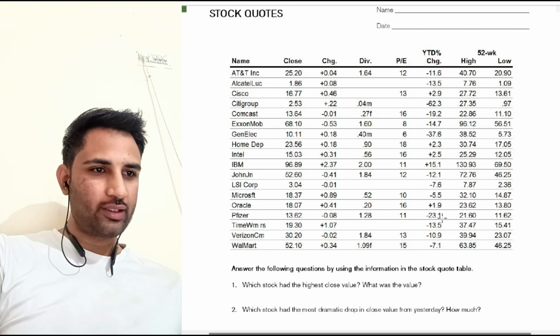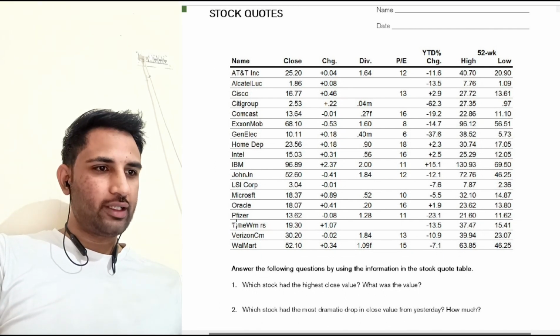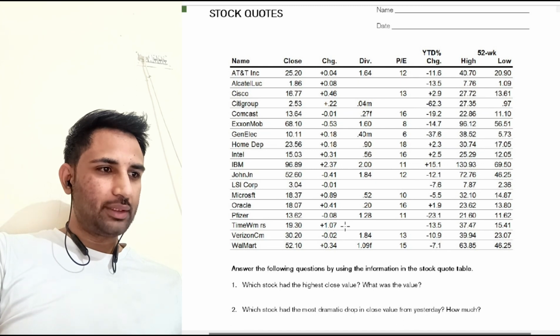Next one is Time Warner. Closing price was 19.30. Change was 1.07 positive. Year to date changes minus 13.5 percentage. 52 week high and low were 37.47 and 15.41.